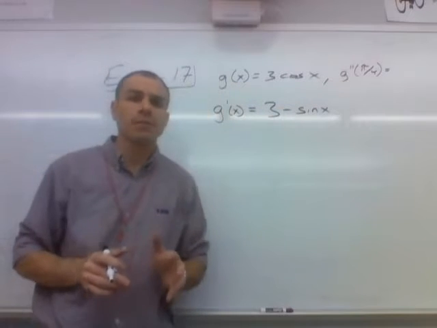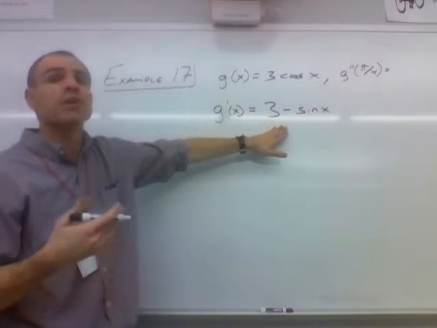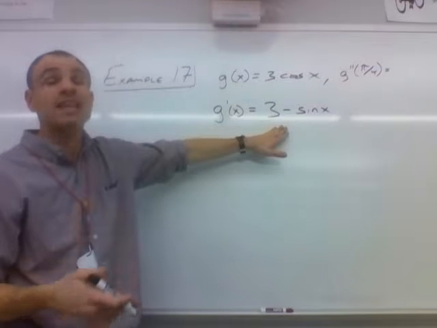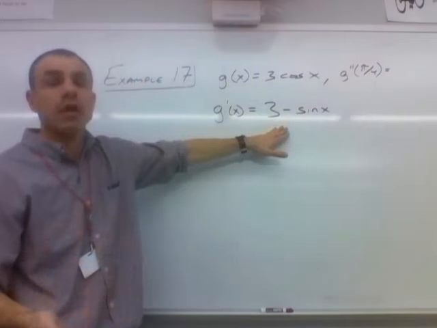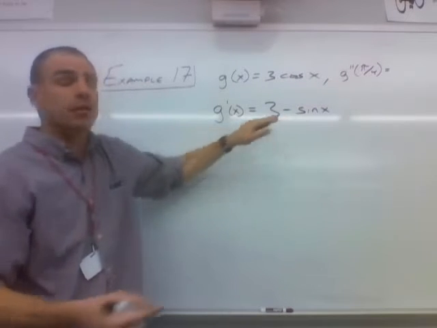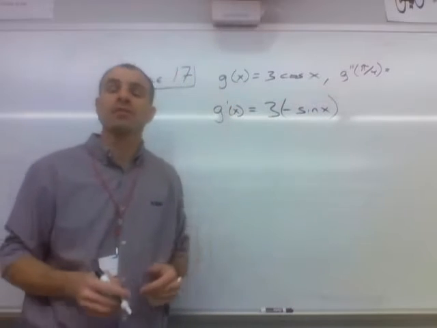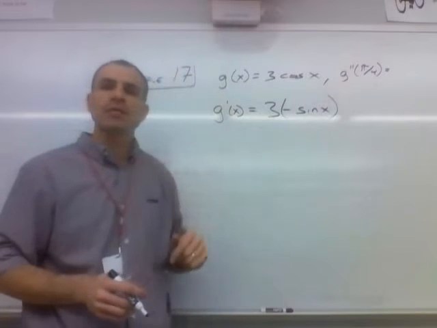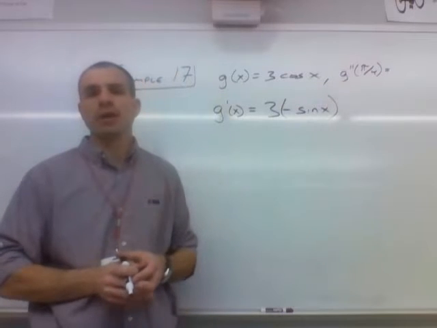But we've got to be careful, because this doesn't look like 3 times negative sine x. This looks like 3 minus sine x, and that would be incorrect. We want 3 times negative sine x. So if you're going to write it in this manner, you want to make sure that you have parentheses around that opposite of sine. Now we see the multiplication. Without those parentheses, it looks like subtraction. So please be careful in that regard.